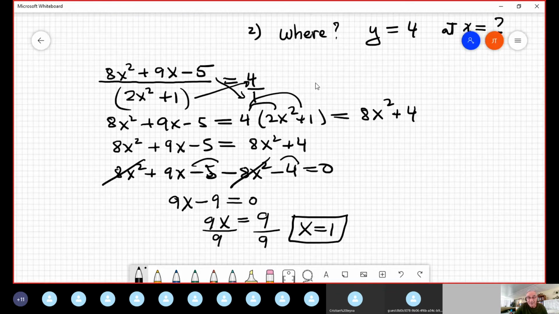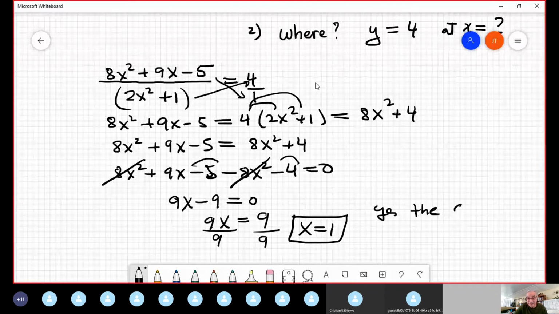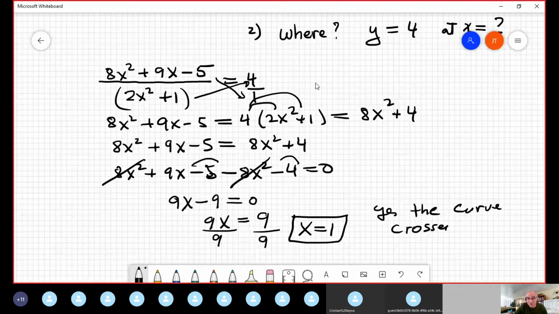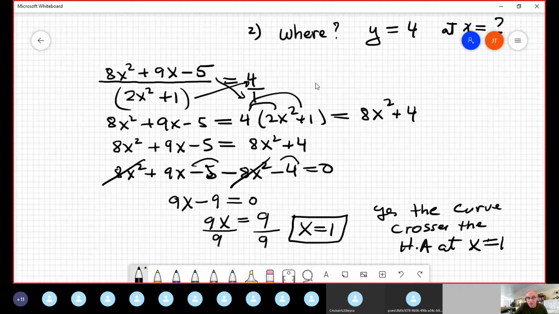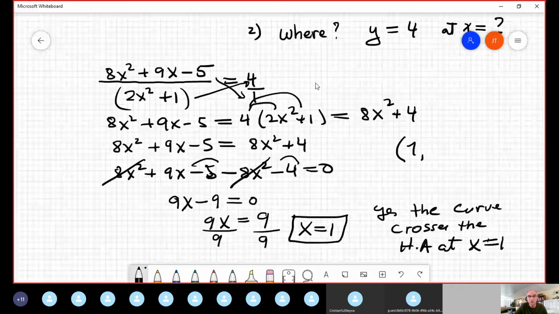Yeah, I discovered that yes, the curve crossed the horizontal asymptote at x equal 1. By the way, if you want to express it like an ordered pair, the famous point that we are looking for is the point 1 comma something. 1 comma, like x comma y.